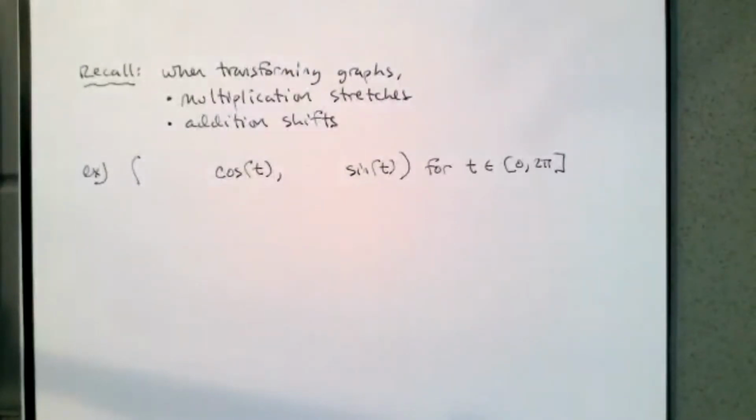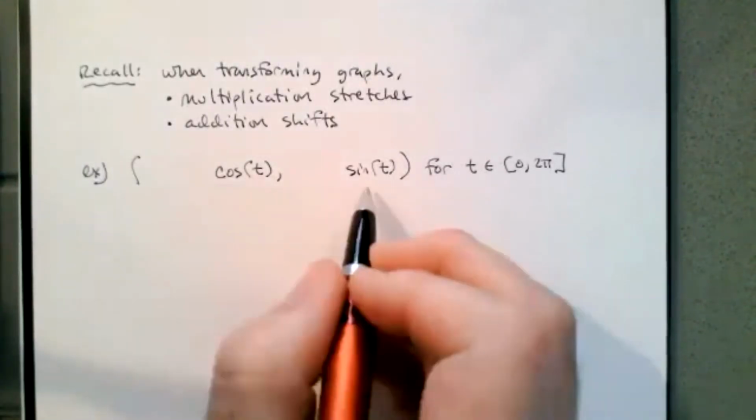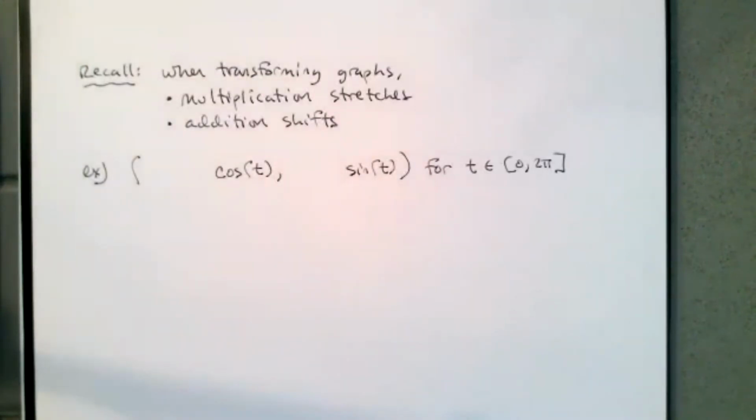If I want to change the radius of my circle, I can multiply the cosine and the sine, because that will stretch the circle out to a bigger circle. Or if I multiply by something less than 1, I will shrink the circle. But that will be controlled by multiplication. The radius will be controlled by multiplication.